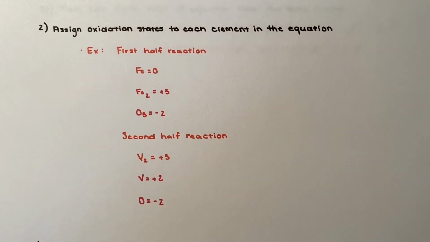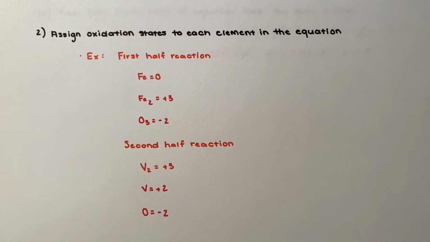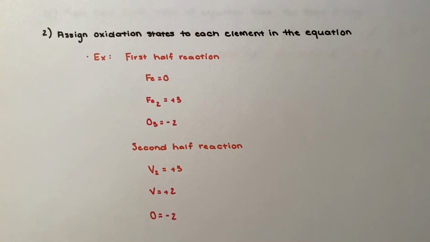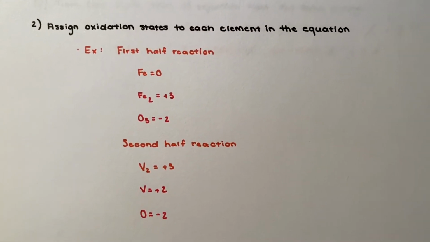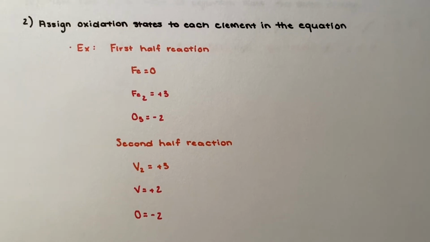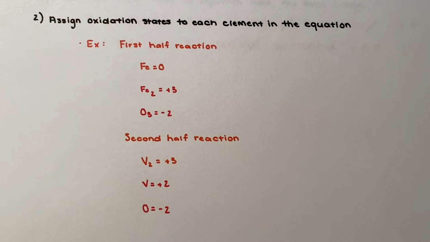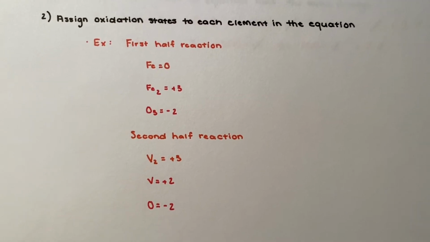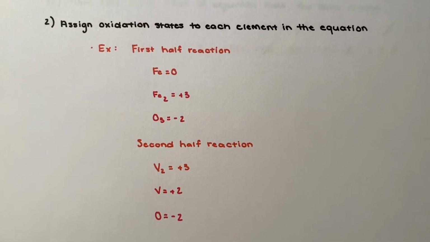Alrighty, step two, we need to assign oxidation states to each element in the equation. So our first half reaction: Fe has an oxidation state of 0. In Fe2O3, Fe is +3 and O is -2. Second half reaction, we have V in V2O3 at a +3 oxidation state. In VO, V is a +2 oxidation state, and O is -2.